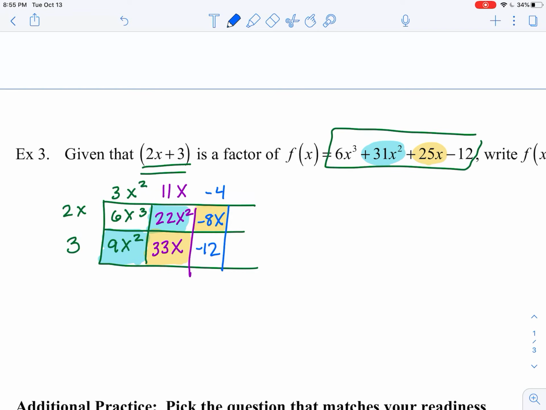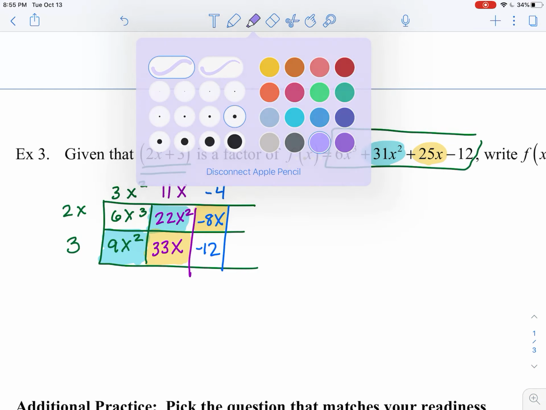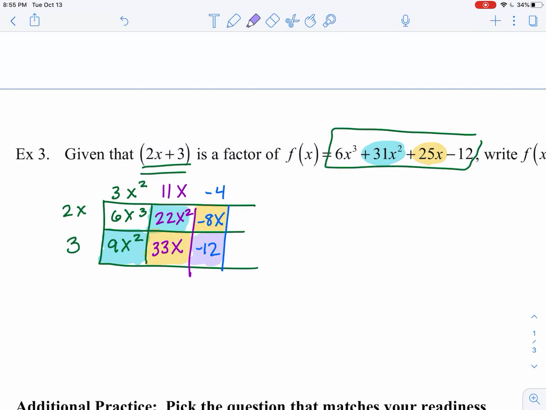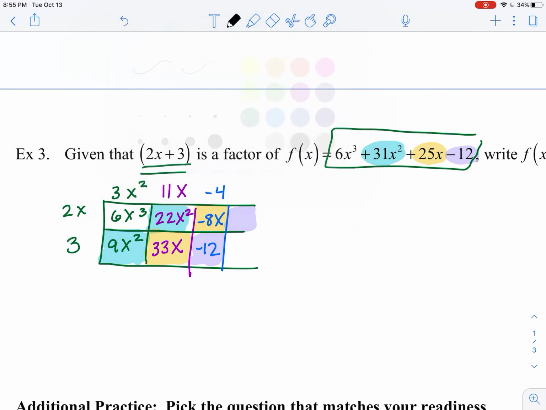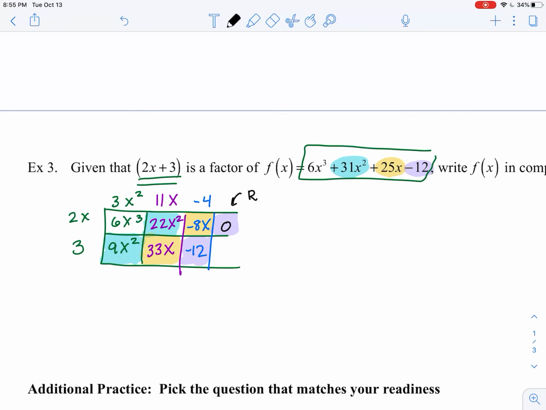And then, oh look, I know that right here, this negative 12 would combine with whatever's in this box to give me negative 12, but I don't want it to combine with anything because I already have exactly what I need. So that tells me that my remainder is 0, which is great because they told us that this was a factor, right? That's what they said right here, given that 2x plus 3 is a factor. If it's a factor, I should get a remainder of 0. If I didn't, I would know that something went wrong in my division process.